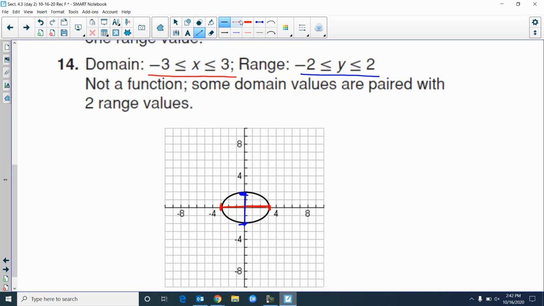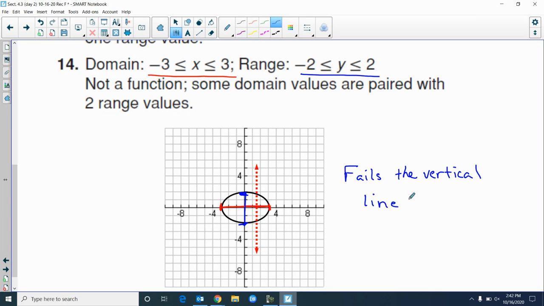Now, if you have a graph, you have one other option. It's called the vertical line test. If it fails the vertical line test, you can use that as your reason. Only if you have a graph, not if you have a list of points. So it fails the vertical line test.